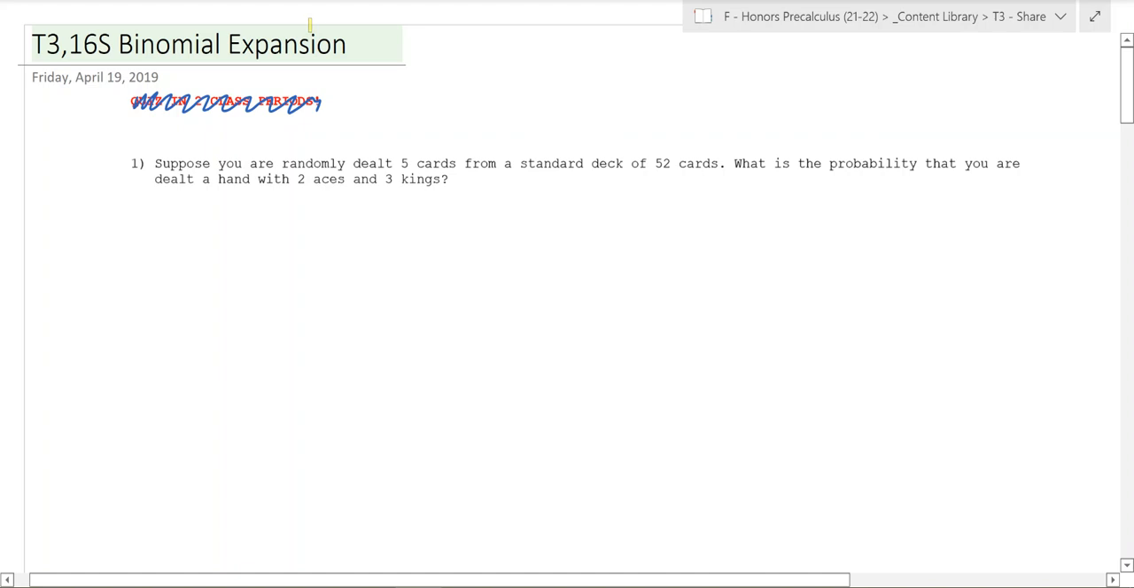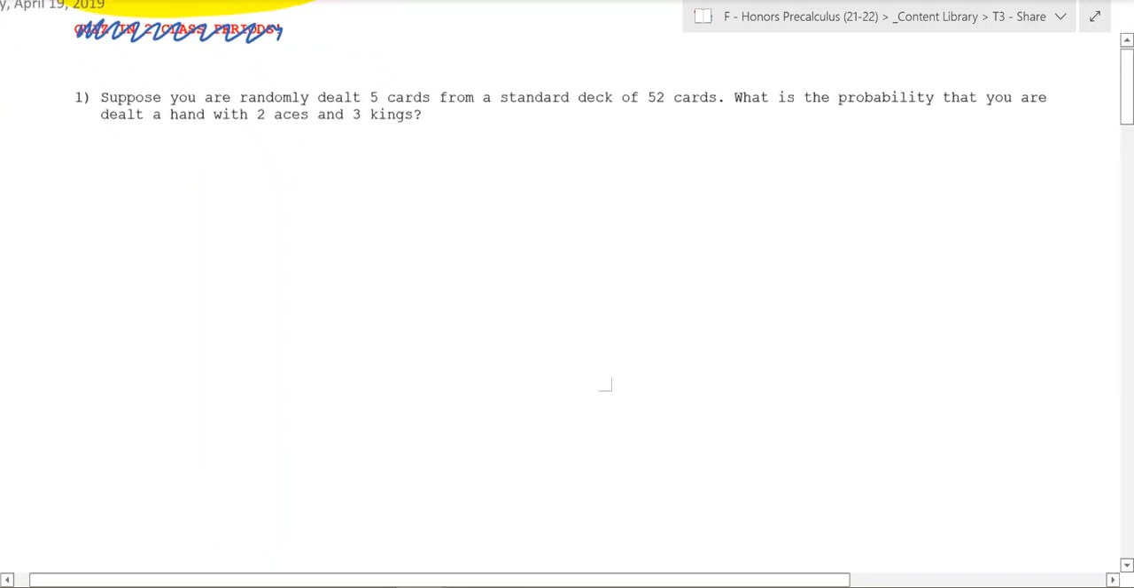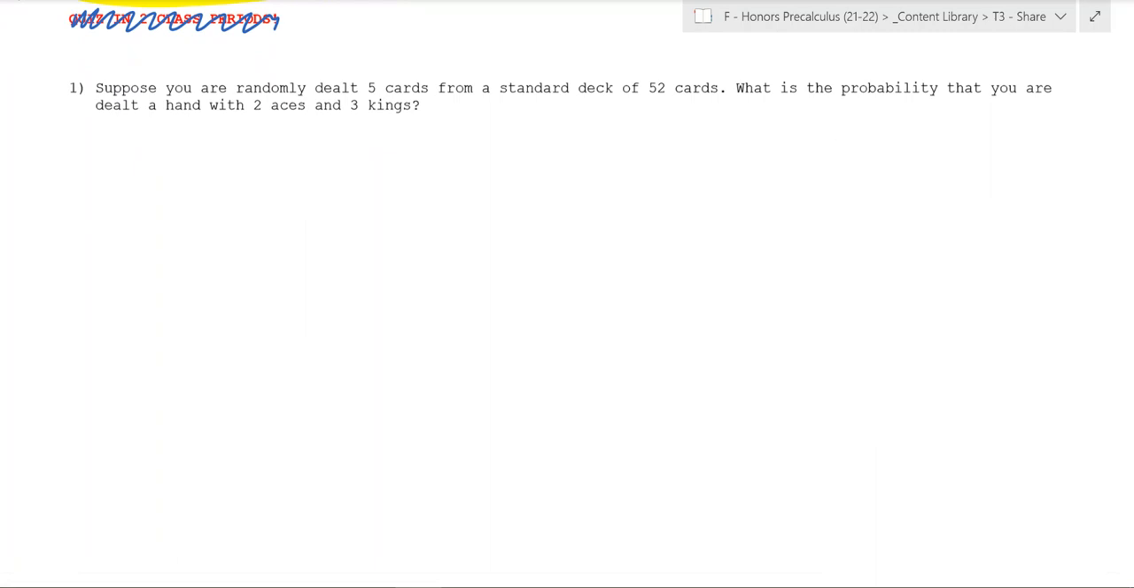Today we're going to talk about the binomial expansion theorem, but first we're going to warm up with some counting and probability problems. Suppose you are randomly dealt 5 cards from a standard deck of 52 cards. What is the probability you are dealt a hand with 2 aces and 3 kings?